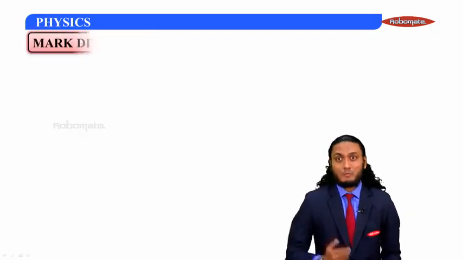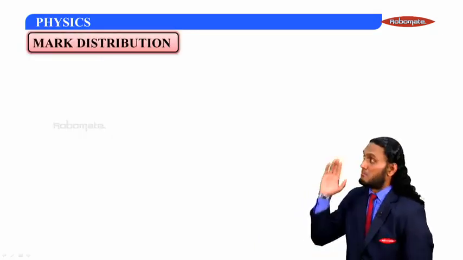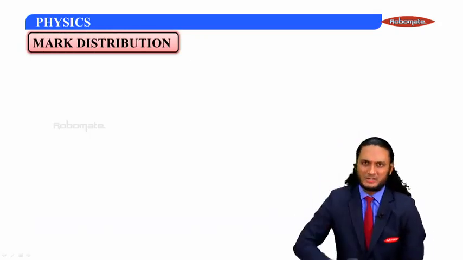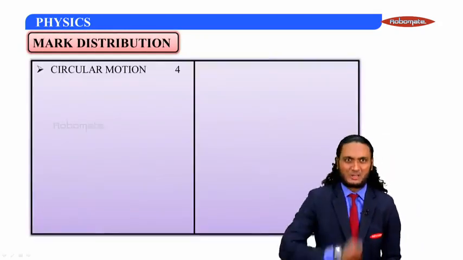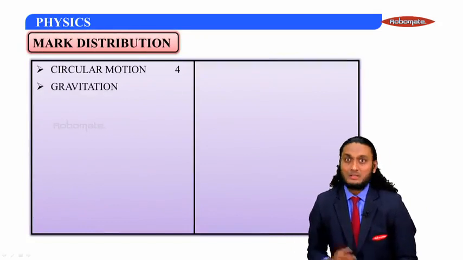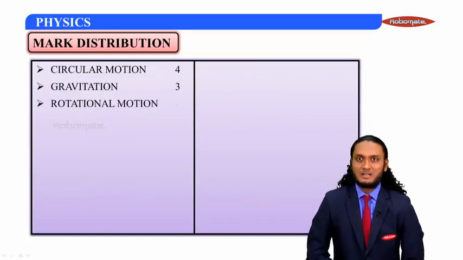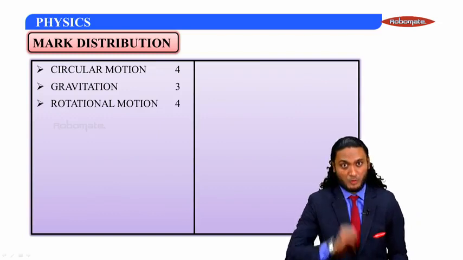Alright, now moving on to the next one, I'm going to discuss with you the mark distribution. If you see the mark distribution, first of all, the first chapter is circular motion. It's for 4 marks. Then you have gravitation, 3 marks. Then you have rotational motion, 4 marks.